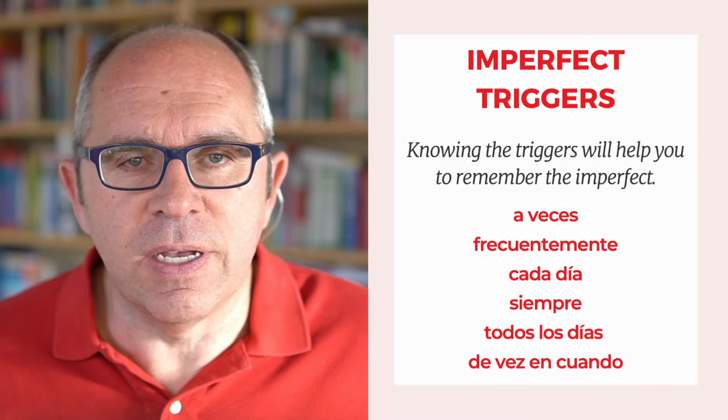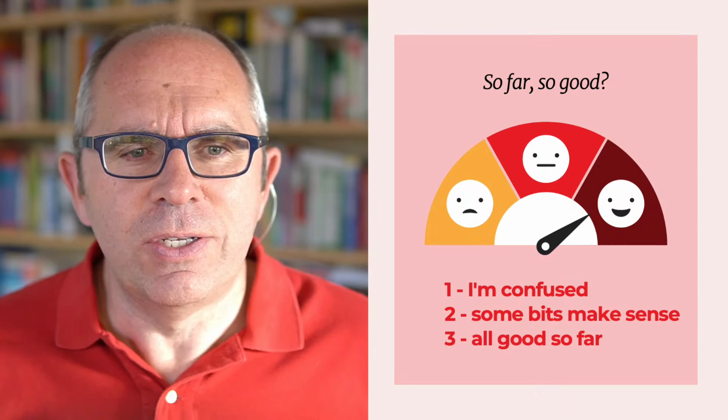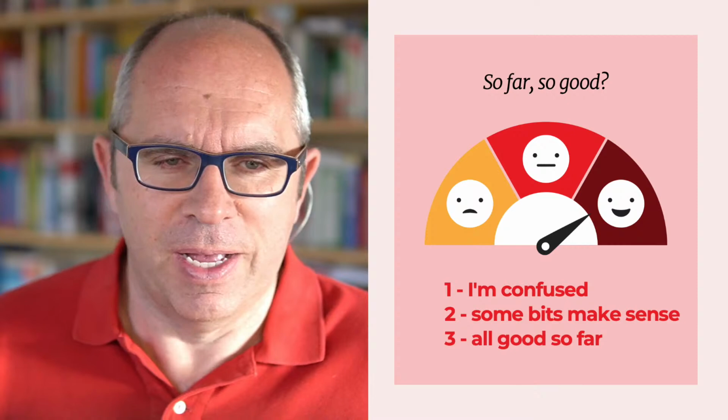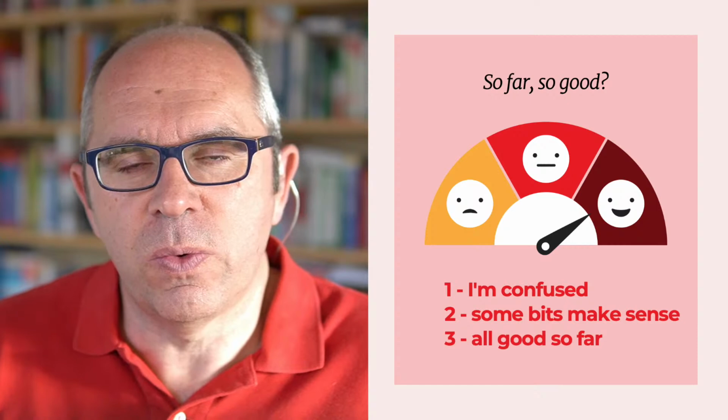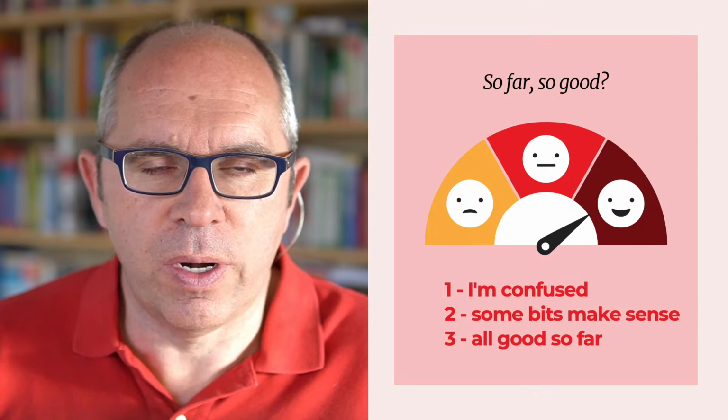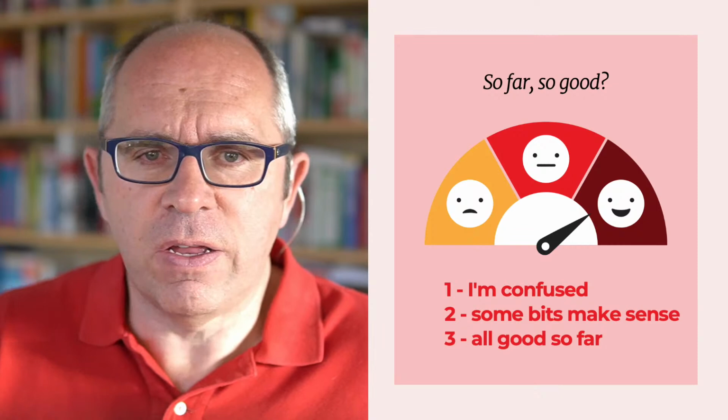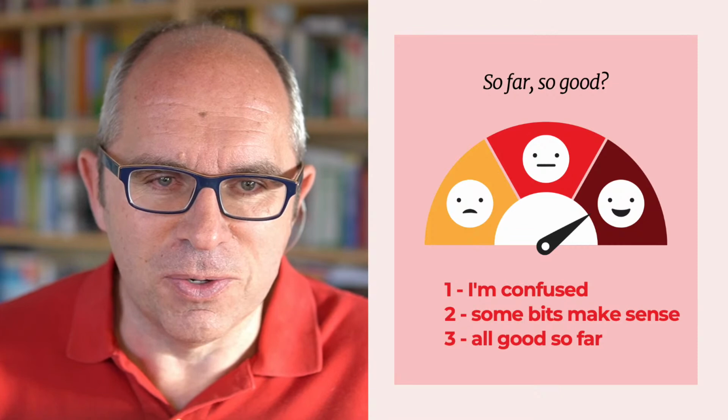Okay, what I'd like to know is, so far so good, have you understood everything so far? We've obviously been focusing on English in the sense of how we think of these concepts in English, and then we've moved into Spanish there and focused on the ways in which the imperfect in Spanish is used and given you situations which will help you work out when the imperfect is used in Spanish. So I'd like you to post in the comments. If you're very confused, post a 1. If some of this makes sense, then post a 2. If everything is okay so far, then post a 3.